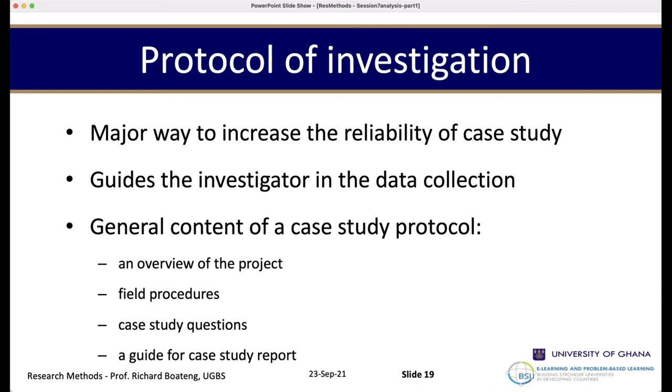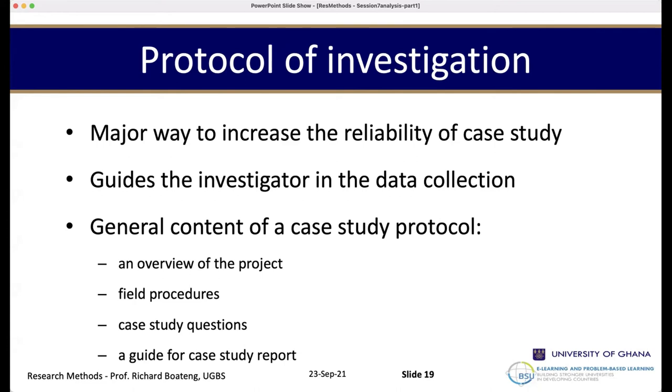But there are certain times that as you are in the field, new ideas may come and you have to innovate or improve the report. So that one is welcome. Every good protocol that you develop will help the replicability of the study, so that if somebody wants to replicate it in the future, it can be relied upon.